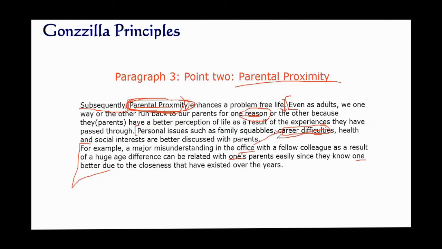So the office here is a key element that connects the operative word here, or phrase there, career difficulties, and with a fellow colleague as a result of a huge age difference can be related with one's parents easily since they know one better due to the closeness that has existed over the years. So you know that every sentence must have something it hinges or branches off on.